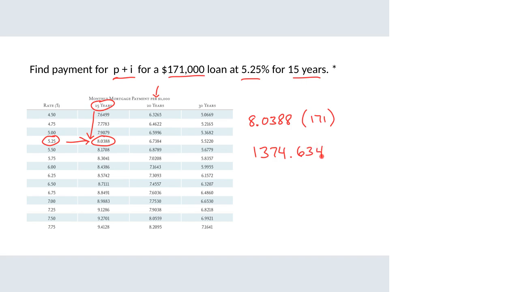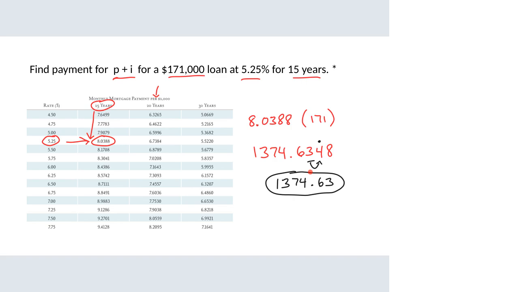We get 1374.6348. This is a question about money, so we're going to round to the nearest cent, which is the nearest hundredth. I'll look one space to the right. That's four or lower, so we'll round down to 1374.63, and that's going to be our monthly payment for principal plus interest. Let me know if you have questions on that. Again, the poll went fantastic.